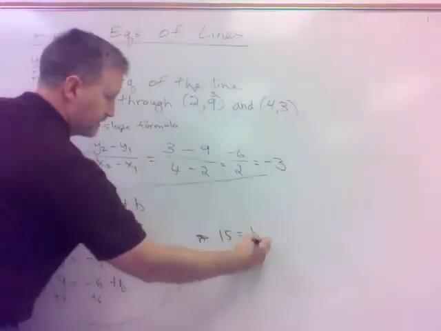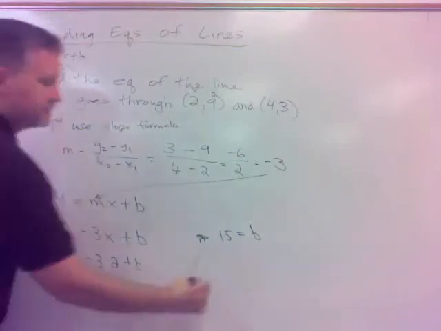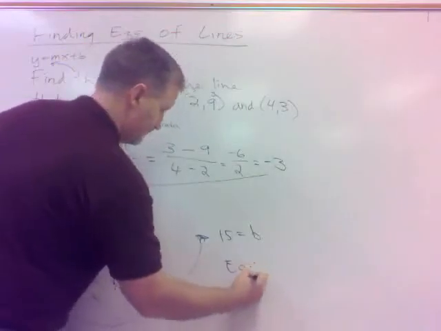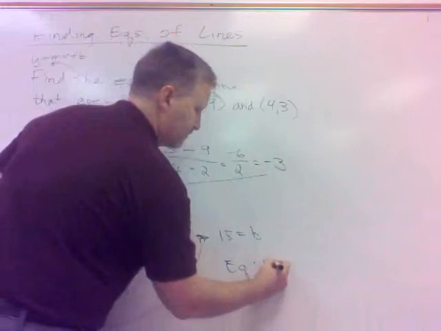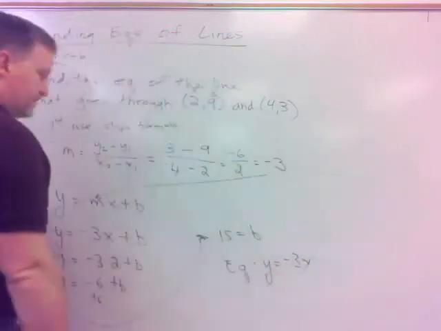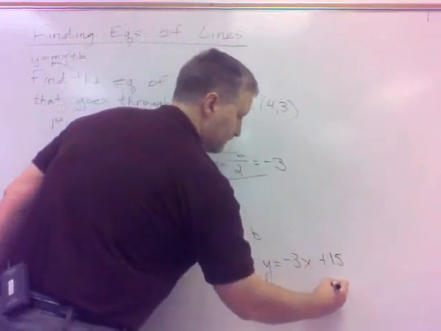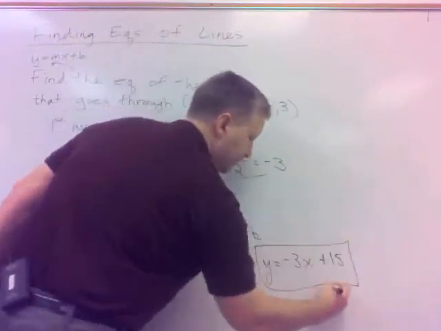And that's telling me 15 equals b. So what's my equation? y equals mx plus b would be y equals, I found m to be negative 3, so it would be negative 3x. The b I found to be 15, so it's negative 3x plus 15. Right there you go.